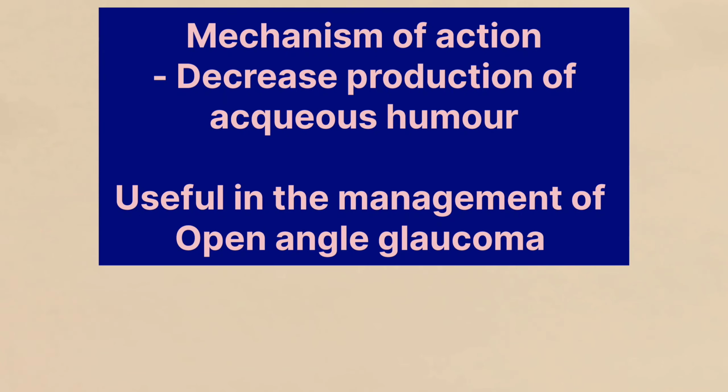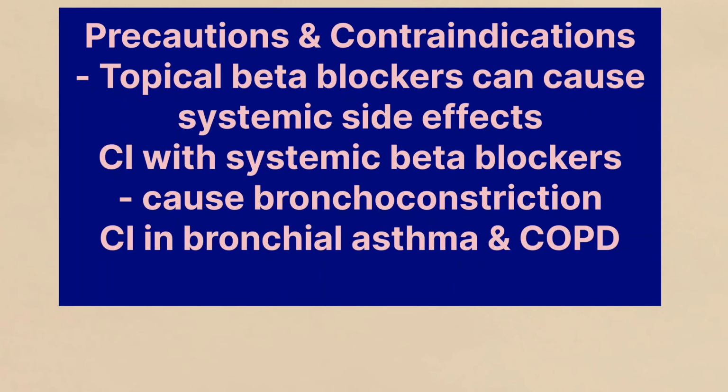The adverse effects. Topical beta blockers can cause systemic adverse effects. Therefore, topical beta blockers are contraindicated to be given with systemic beta blockers. Beta blockers can precipitate bronchoconstriction by blocking beta-2 mediated bronchodilation. Therefore, they are contraindicated in bronchial asthma and COPD, specifically the non-selective beta blockers.